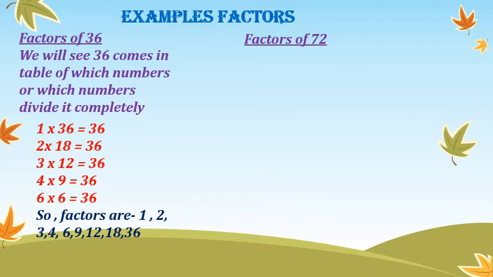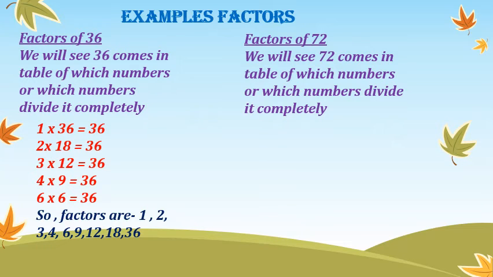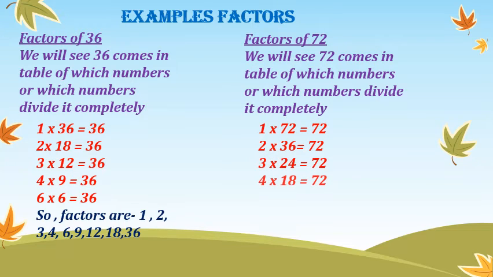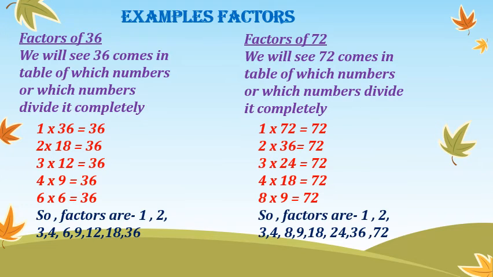Now similarly, let's try to find out the factors of 72. We will again look for the numbers in whose table 72 comes, or which numbers divide it completely. Now 72 comes in the table of 1, 1 times 72. It comes in the table of 2, 2 times 36 is 72. 3 times 24 is 72. 4 times 18 is 72. 8 times 9 is 72. So the factors are 1, 2, 3, 4, 6, 8, 9, 12, 18, 24, 36 and 72. So all these numbers are the factors of 72.